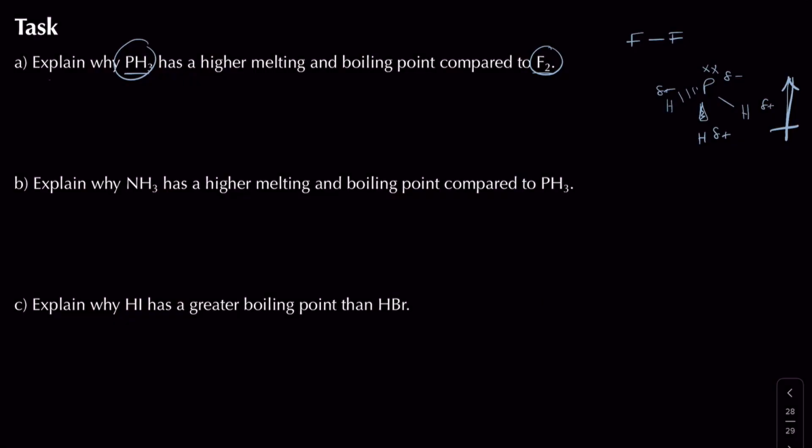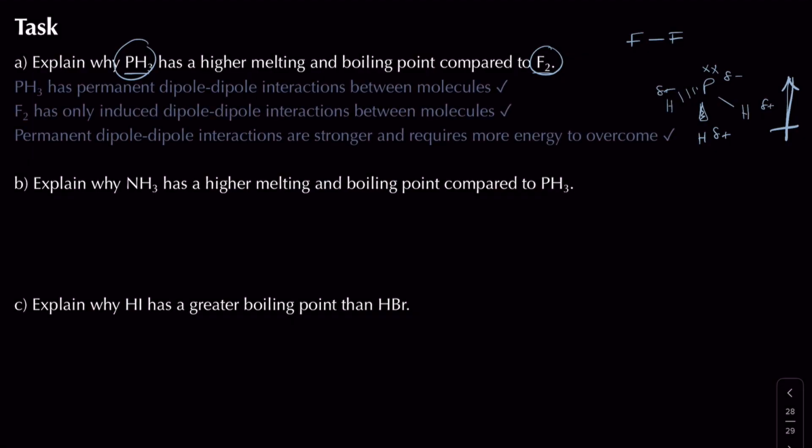So we know permanent dipole-dipole interactions are stronger than induced dipole-dipole interactions. So in that case, here's what we need to say. We need to say that phosphine has permanent dipole-dipole interactions between molecules, and that between molecules bit is very important because a lot of people forget that. It's required in the exam. Fluorine has only induced dipole-dipole interactions between molecules, and permanent dipole-dipole interactions are stronger and require more energy to overcome. What about the next one?